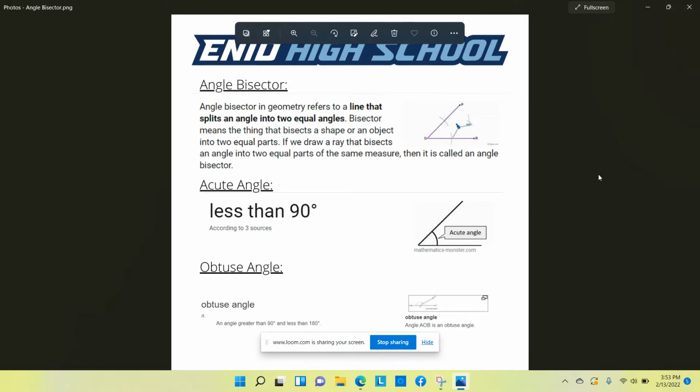And then the reason it has to be less than 180, do you guys remember the special name for that 180-degree angle? It's a straight angle. It makes a straight line, so it's a straight angle.